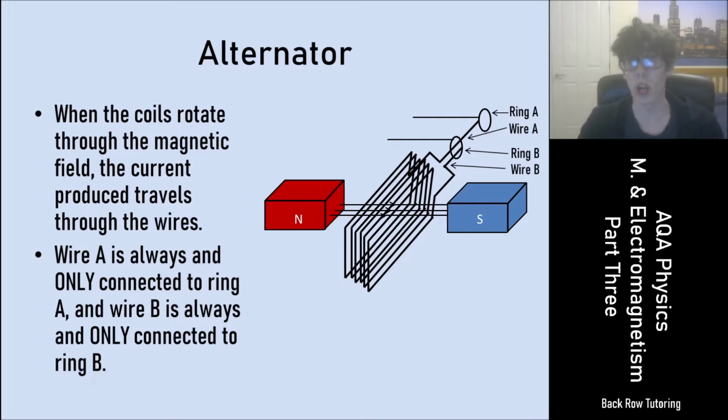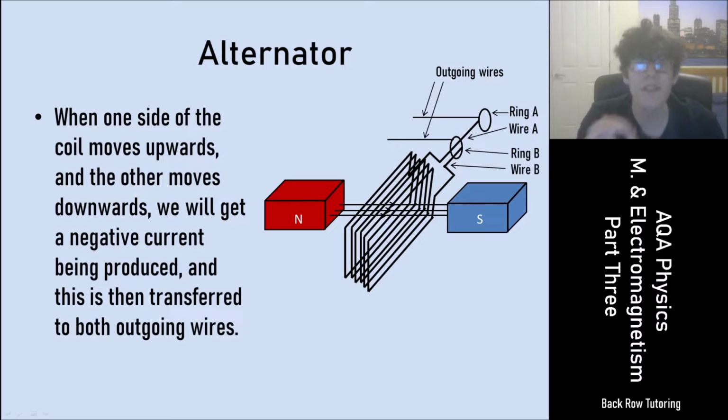Okay, the first thing we're going to look at is an alternator. When the coils rotate through the magnetic field, the current produced travels through the wires. Now, we can see that there's a north pole here and a south pole here, and we've got these coils of wires here, alright? Now, this part of the coil is attached to this ring here, and this part of the coil is attached to this ring. So when it rotates, this part of the coil is always touching wire B, and this part of the coil is always touching wire A.